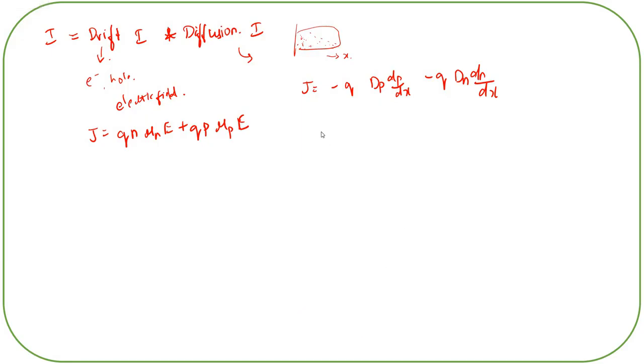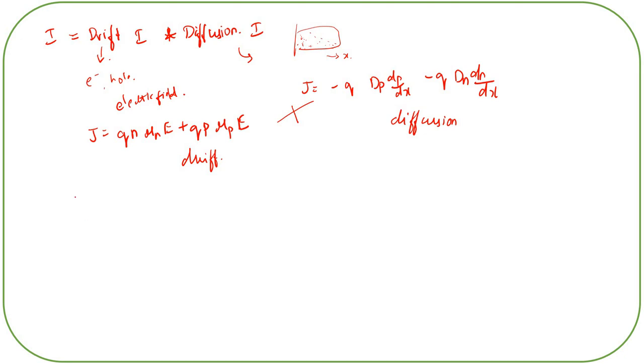The total current in a semiconductor is the sum of drift current plus diffusion current. This is the drift current, which is because of movement of charge carriers due to applied electric field, and this is the equation for diffusion current for electrons and holes, which is due to the concentration gradient inside the bar. Further, the total current because of electrons is Jn equals q n mu n E plus q Dn dn by dx, and the total current because of holes is q p mu p E minus q Dp dp by dx.